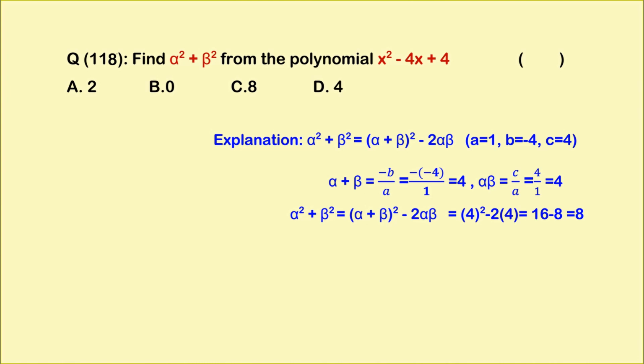We know the formula alpha square plus beta square is nothing but alpha plus beta whole square minus 2 alpha beta. If you substitute the alpha plus beta and alpha into beta values in the given expression, we will get 4 square minus 2 of 4. So 16 minus 8 is 8. So the right answer is C.